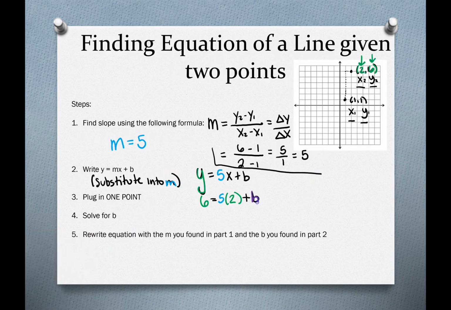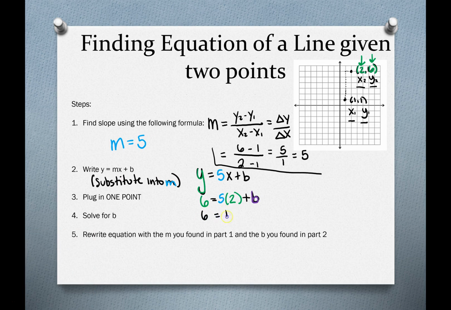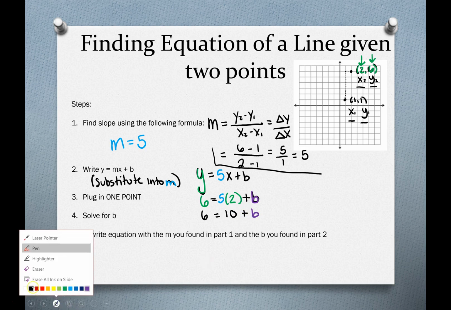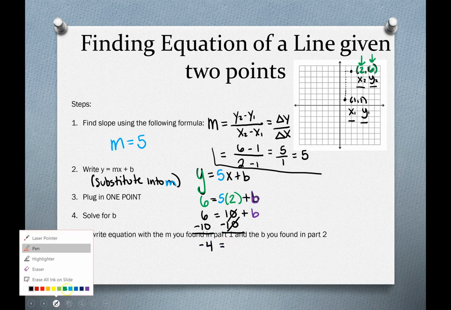All right, so plus b. Now I'm going to solve this. I know that I have 6 equals 10 plus my b. To solve for b, I need to get that positive 10 on the other side, and to do that, I subtract 10 from both sides. The 10's cancel, and I'm left with negative 4 equals b.